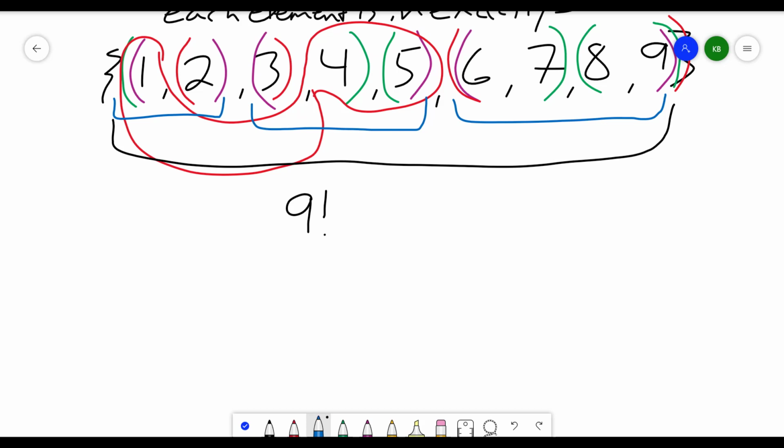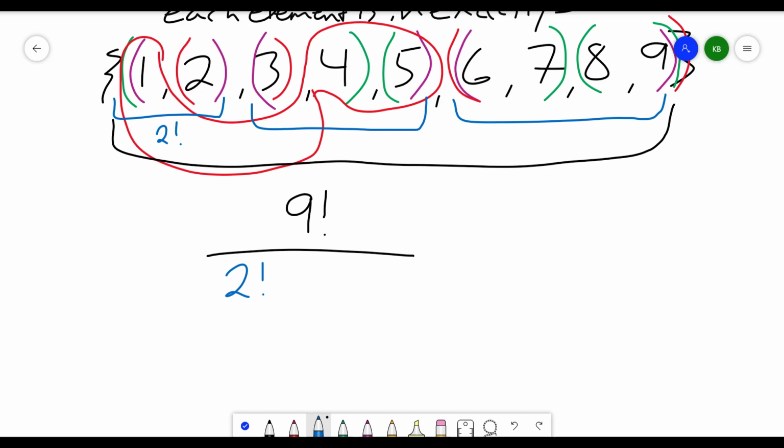The thing is, though, I don't actually care who was the first person in the pair and who's the second person. They're a pair. They're working together as a pair. So when I do this, I actually have to divide out by the possible orders within. So in my pair, there are 2 factorial ways that those 2 numbers could fall out.